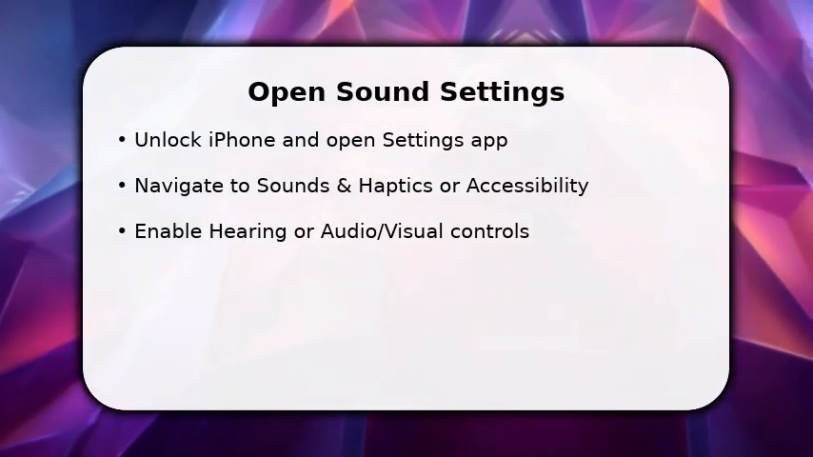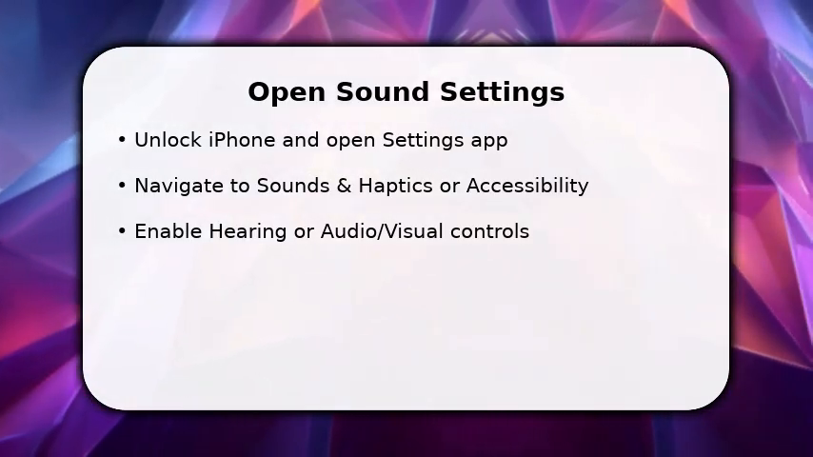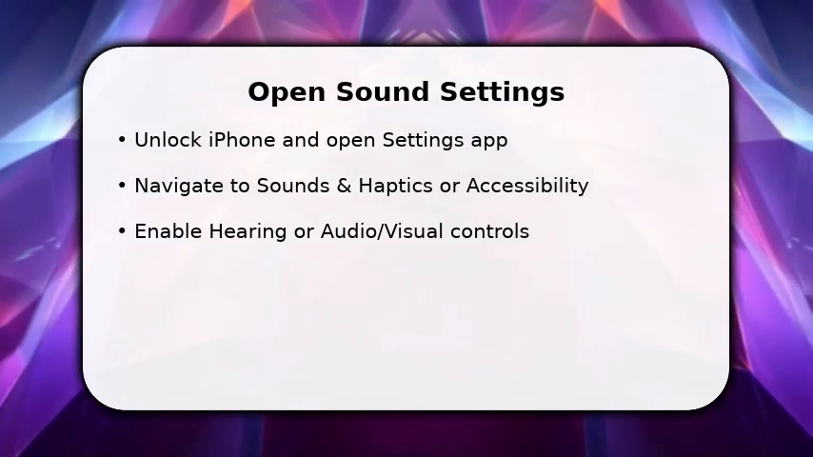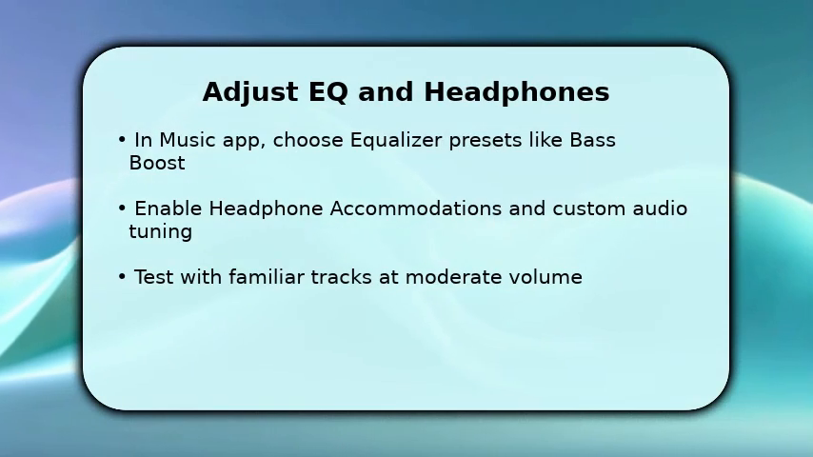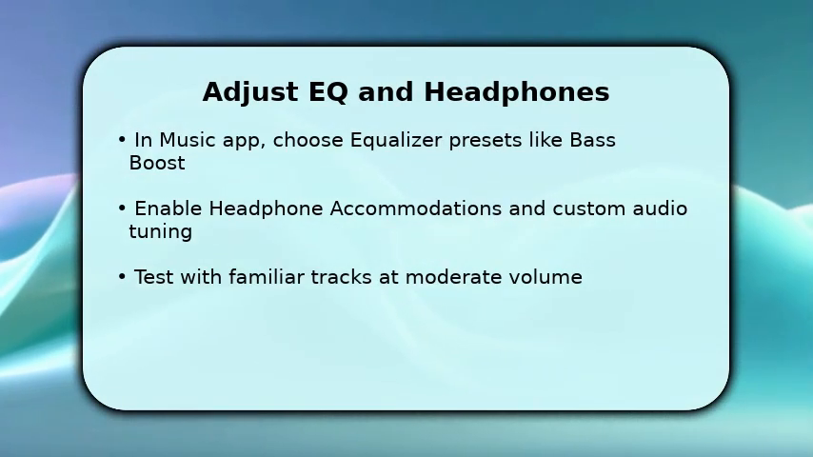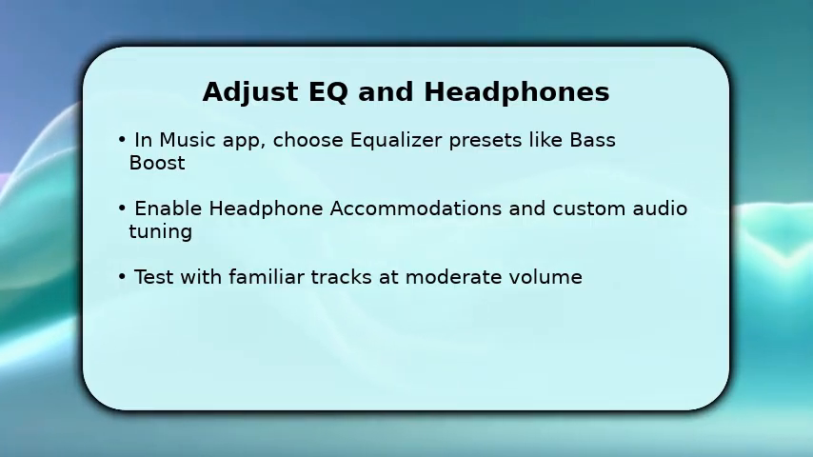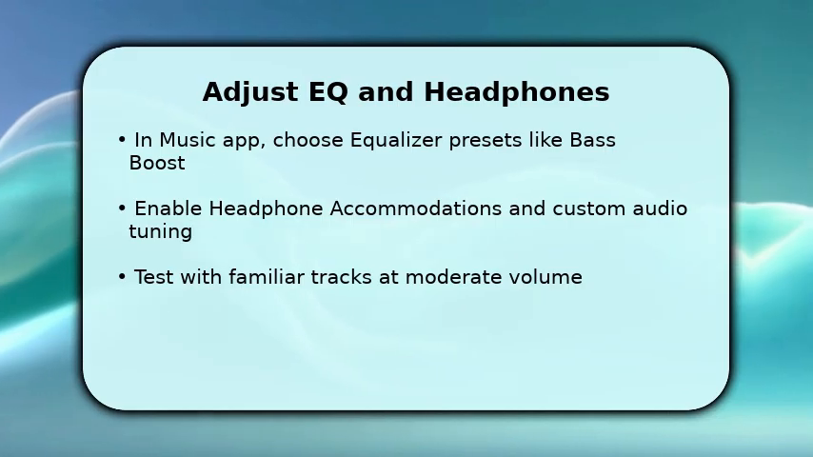These steps matter because iPhone separates system, app, and headphone processing, so choose the pathway that matches how you listen. Now you'll modify EQ and headphone tuning to sculpt bass and treble. In Settings Music EQ, pick a preset such as Bass Booster or Treble Booster. Presets apply to Apple Music playback.